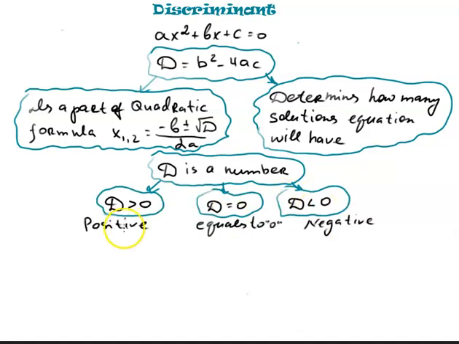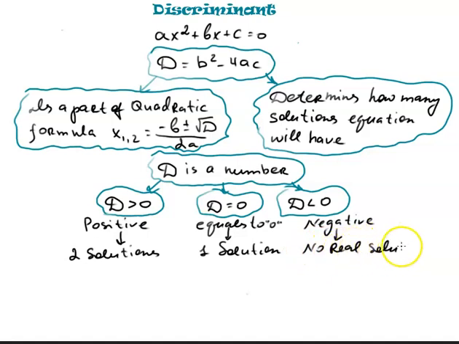If the discriminant is positive, your equation will have two solutions. If the discriminant equals 0, then you will get one solution. And if the discriminant is negative, less than 0, then you will have no real solutions. It will not tell you these solutions, but it will tell you the amount of solutions.